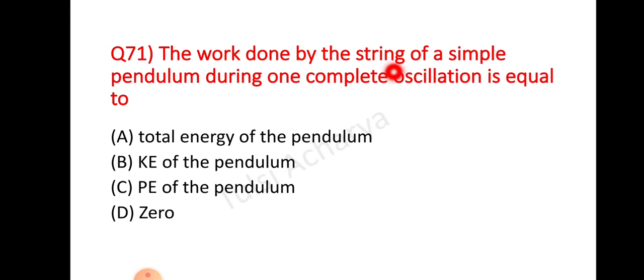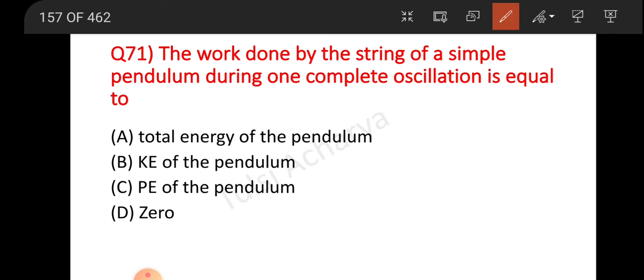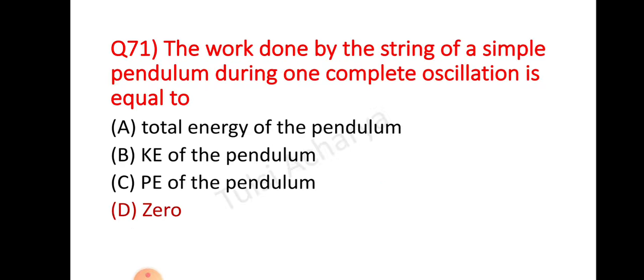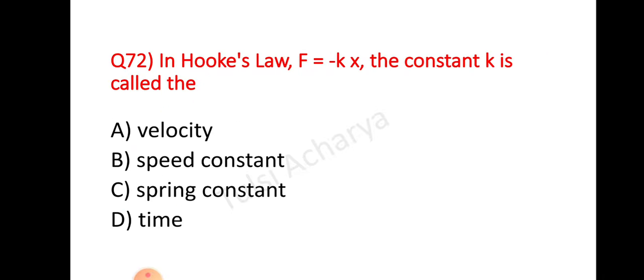The work done by the string of a simple pendulum during one complete oscillation is, during one complete oscillation the pendulum arrives at the same point, so net displacement is 0. If net displacement is 0, then work done will also be 0, that is option choice D. Now let's move to question number 72. In Hooke's law, F is equal to minus kx.